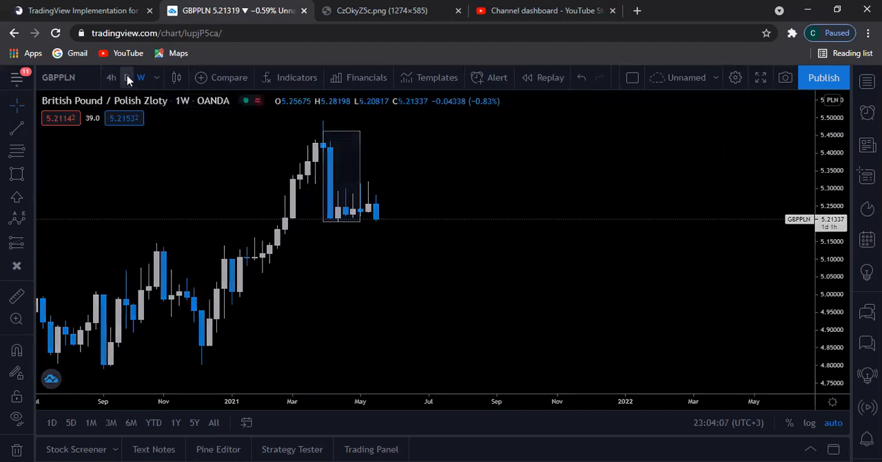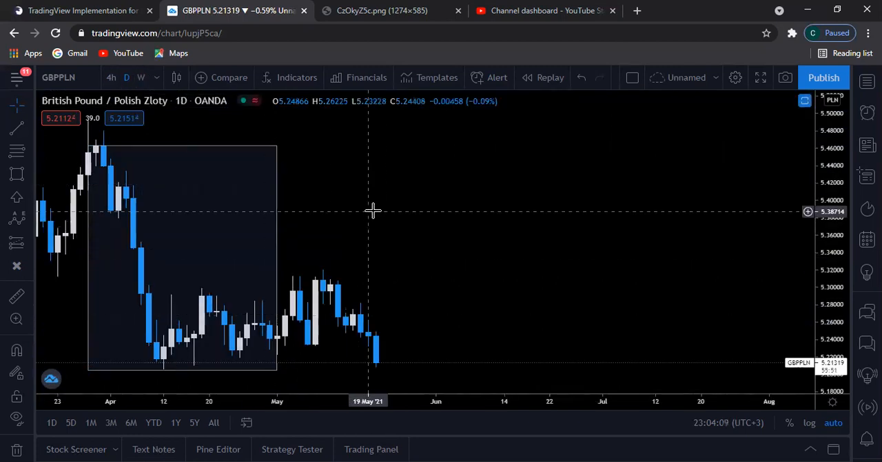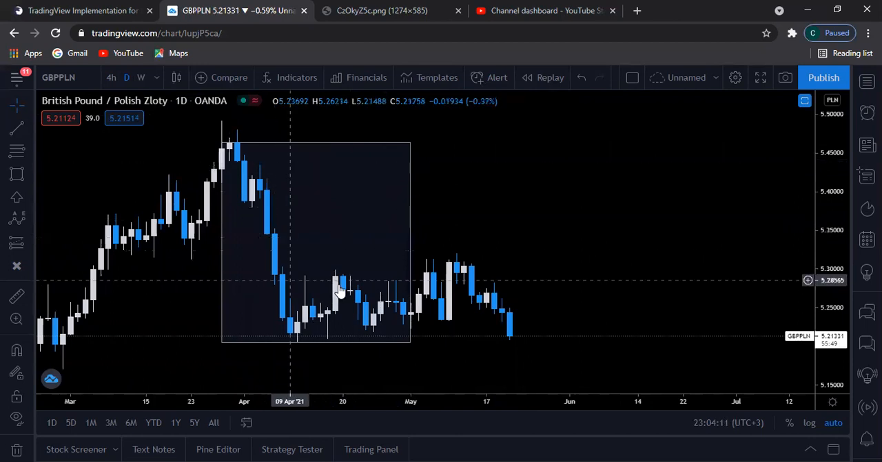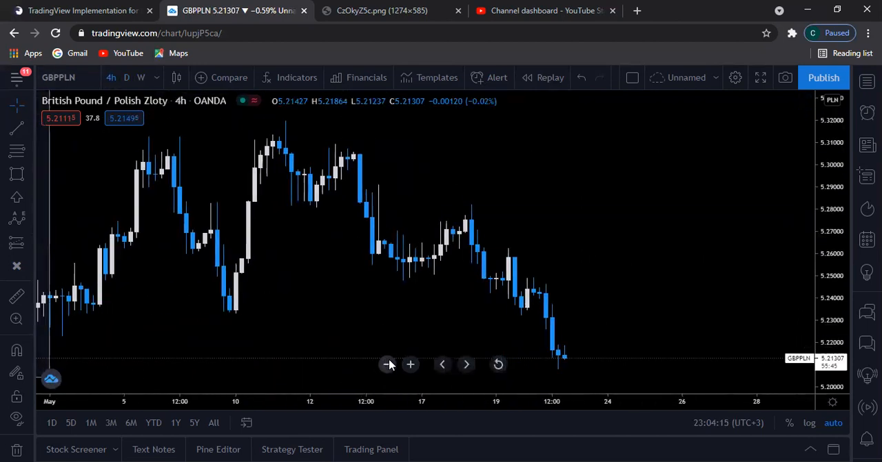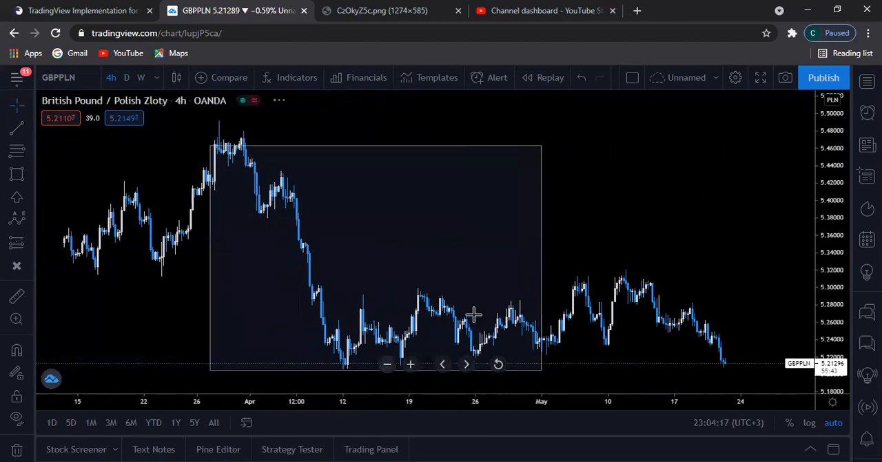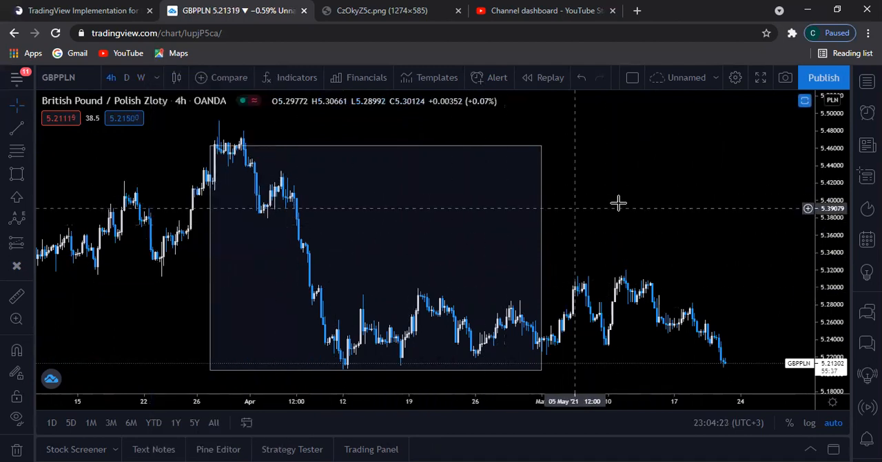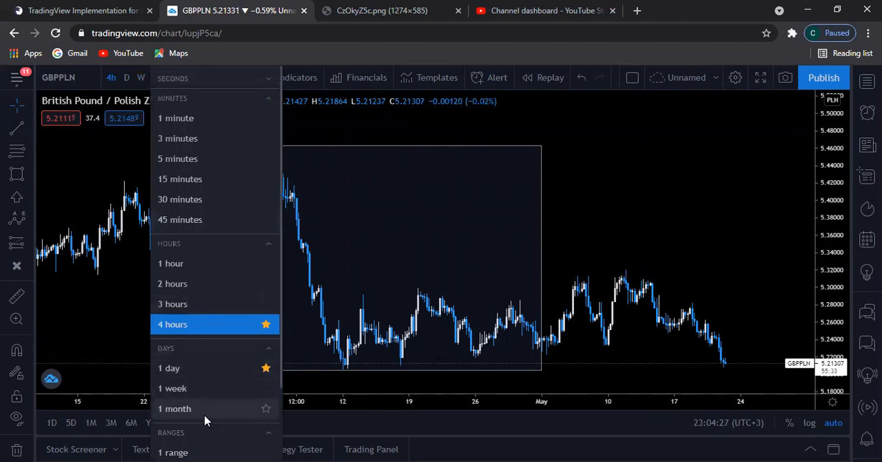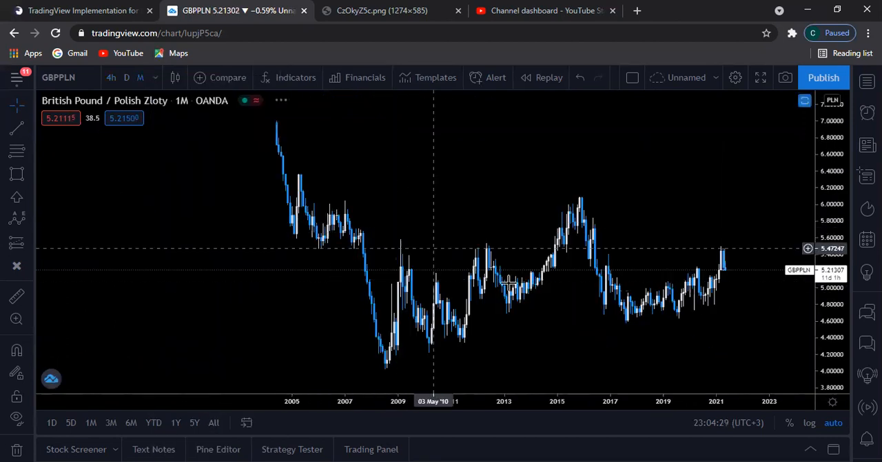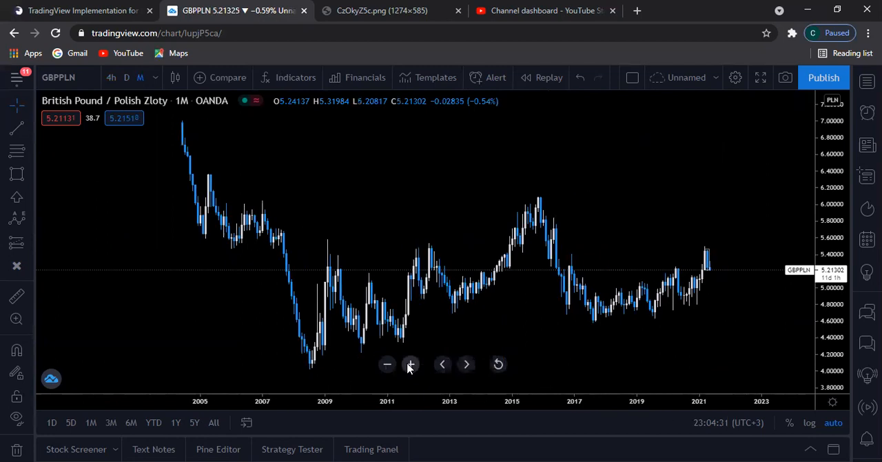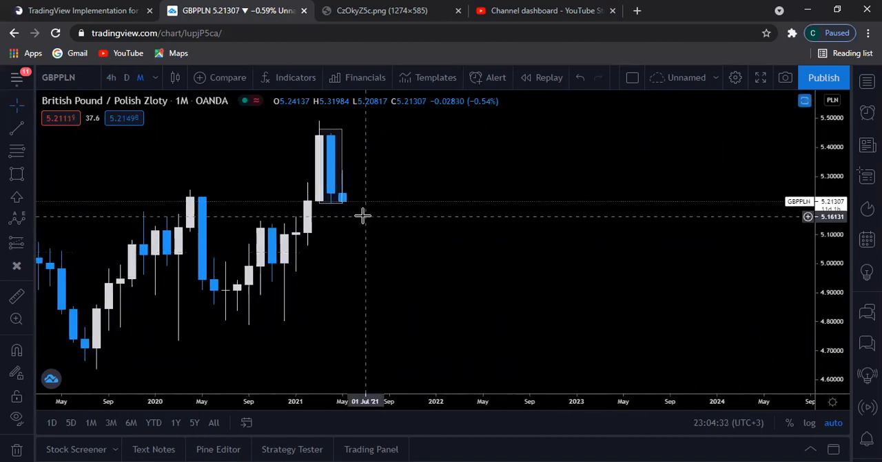If you go into the daily, this is what it represented. This is what it showed, right? If you go into the 4 hour, this is the whole of the information that was represented by one candlestick from the monthly time frame. So the monthly time frame actually just shows you the bigger picture by removing all of this noise. So you can see, from the monthly time frame, right?